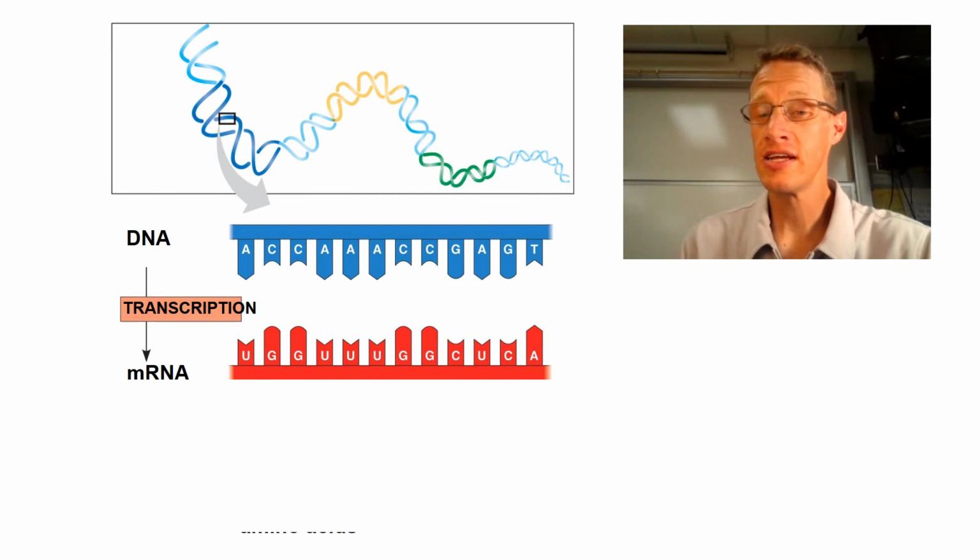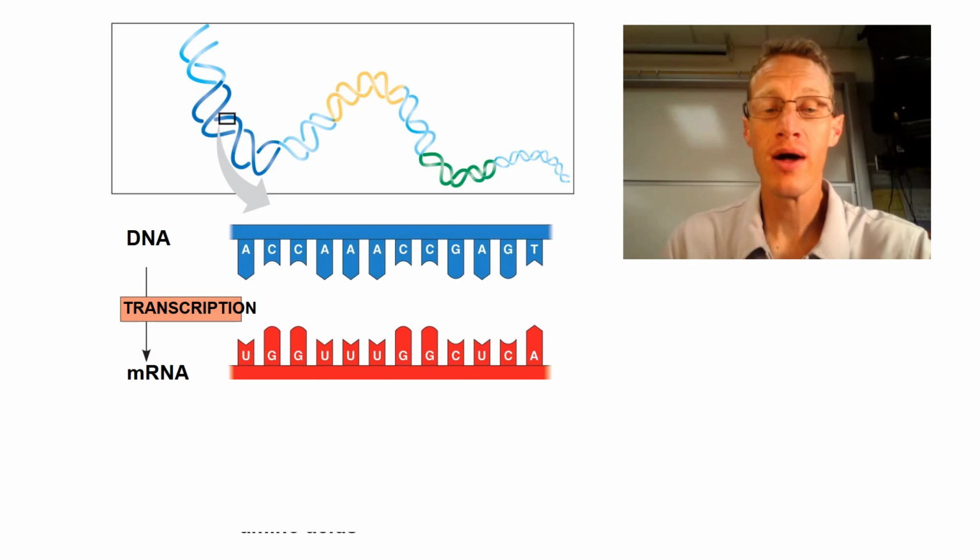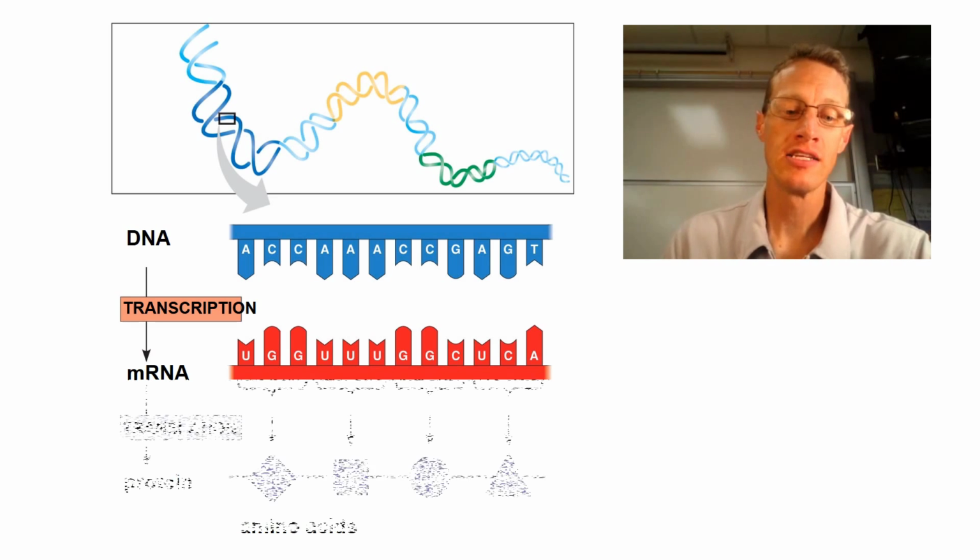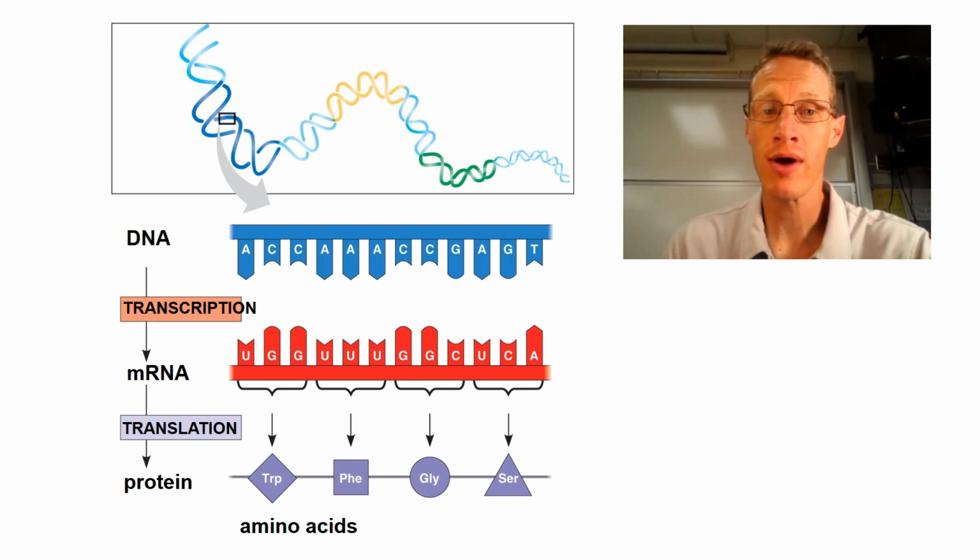So far, we've seen a gene get copied into RNA. Well, great, what does that do? Well, that is a copy of our recipe to make a protein, a string of amino acids, and the second process is called translation.